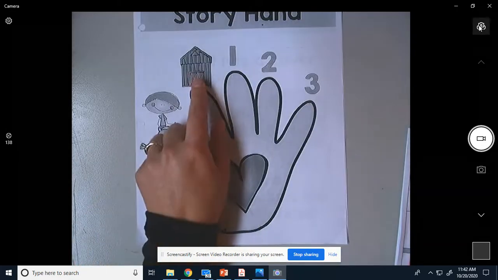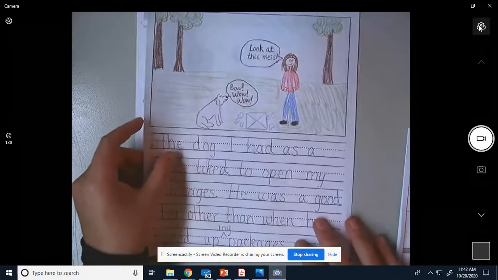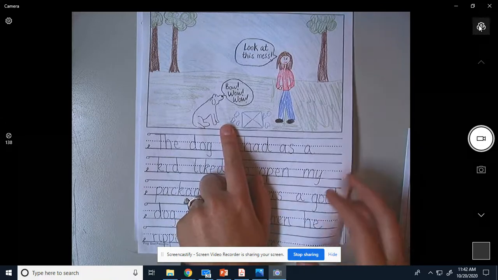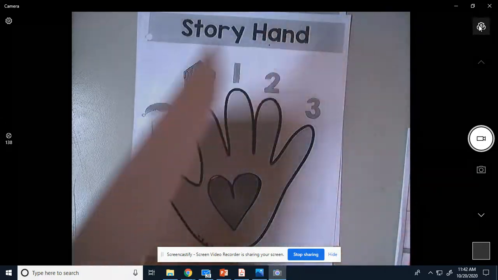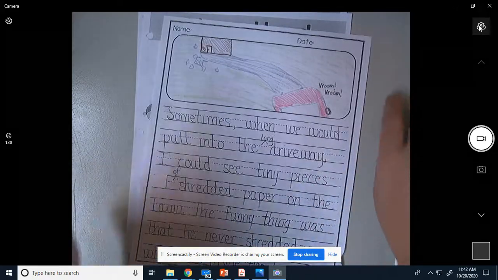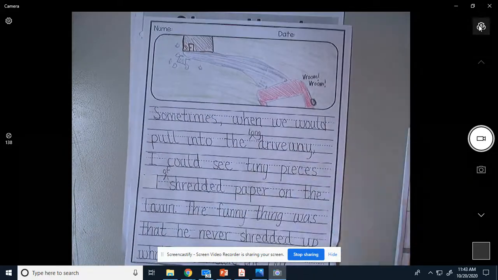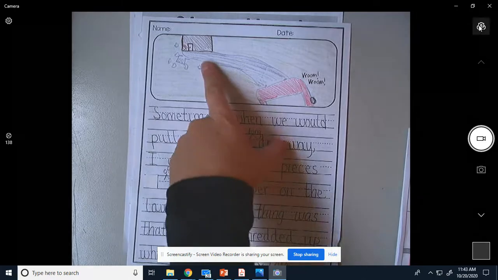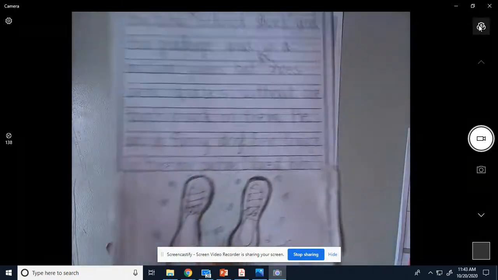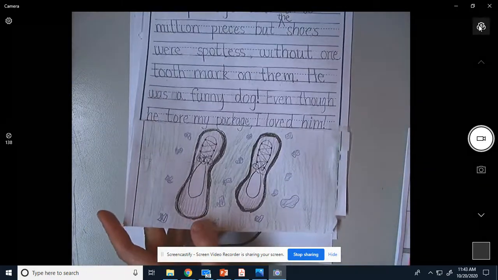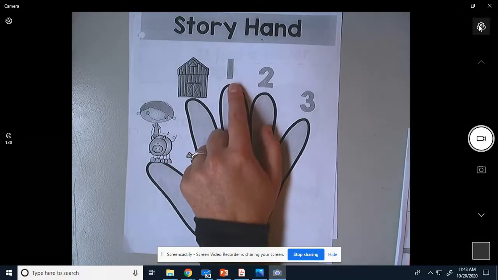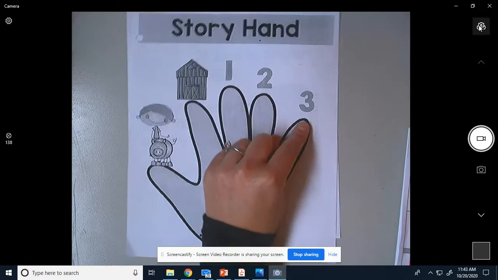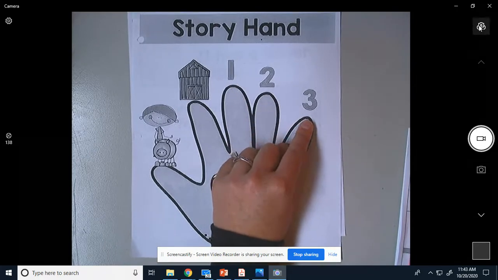Okay. It needs a setting. This has me and my dog at a park. And then it also has my house. Okay, my house, my driveway. And it also has my shoes standing in the lawn. Okay, so it has a place. And then it needs to have 1, 2, 3 detailed sentences about it.